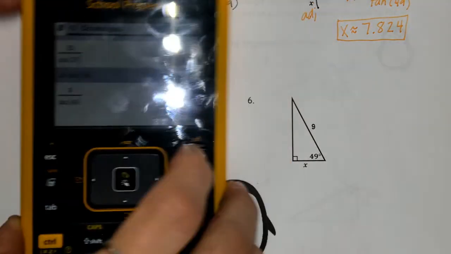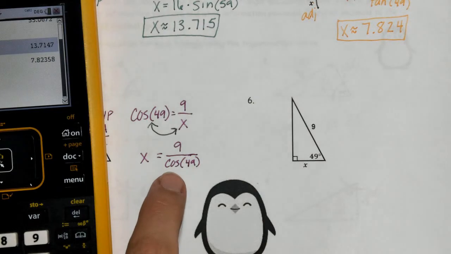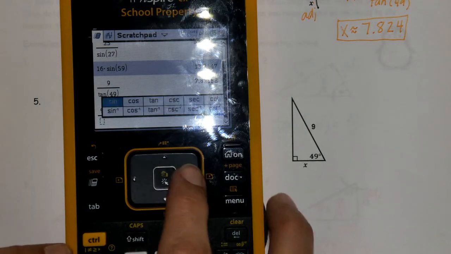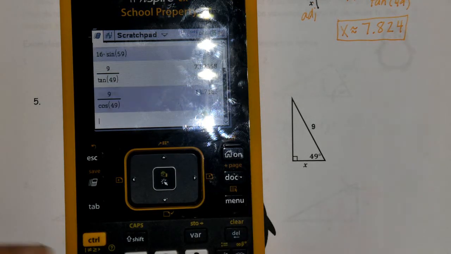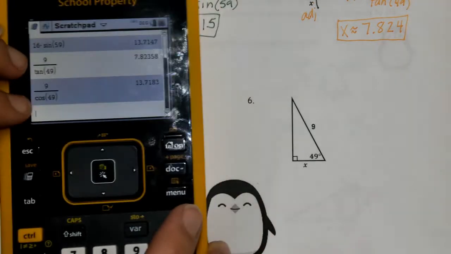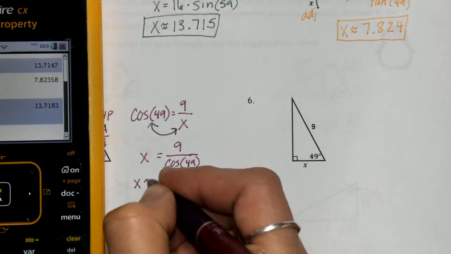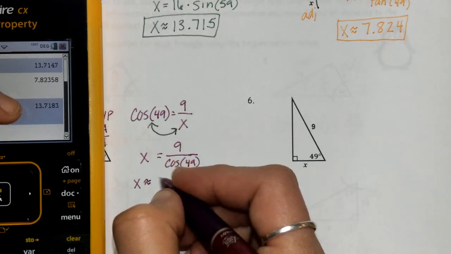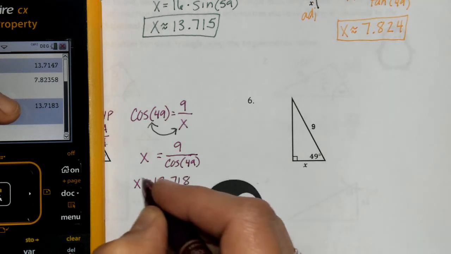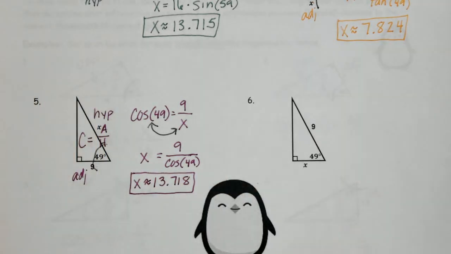So then I go into my calculator. Control Divide. We have the 9 on top, but this time we have cosine of 49, not the tangent. So we're going to trig over to cosine of 49, and you see that there is a difference. The only difference between these two is tangent and cosine, but they are different numbers. Okay? So here x will be approximately 13.718. That 3 at the very end tells me to leave it alone. And let's look at the last one.